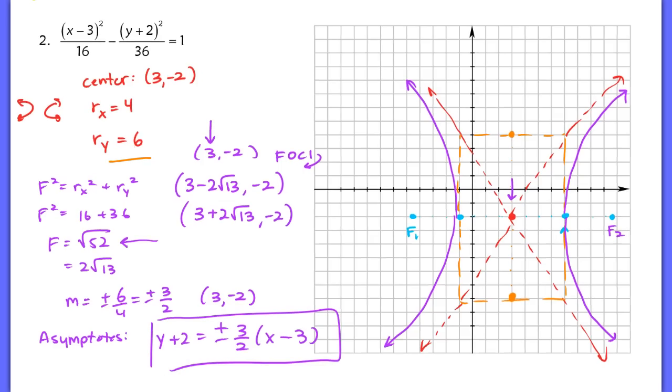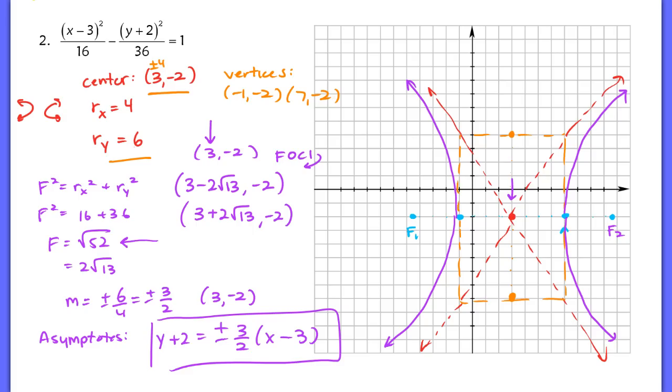Whoops, I forgot to do one thing here. I forgot to label the vertices. So for the vertices here, since we're opening left and right, we would translate our center by moving it left 4 and right 4 units. Okay, so one of our vertices should be at negative 1, negative 2, because I'm just going to subtract and add 4 to the x value. The other one, if I add 4, will give me 7, negative 2. So those are my vertices.